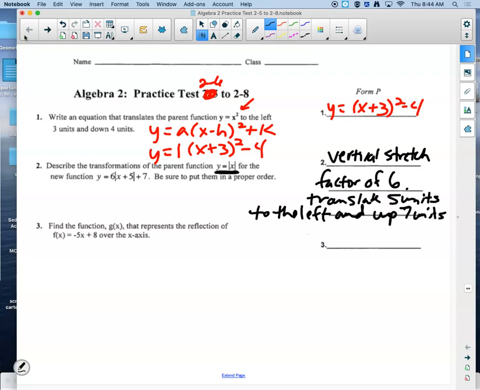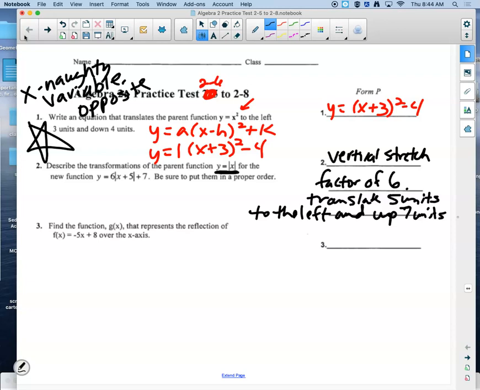So if I were you and I'm worried I'm going to mess that up, I would put a big star here and put x naughty variable. Opposite. So that we remember that piece. Wow, we're already 2/7 of the way done. Let's go to number 3.